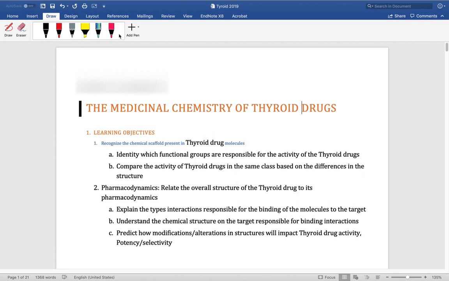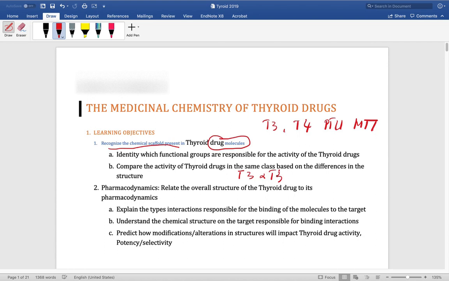Okay, that's simple enough. As with all of our medicinal chemistry lectures, my main goal is the drugs. So I want you to recognize the structures of the drugs, whether we're dealing with T3, T4, propylthiouracil, or methimazole. I'll just call it that for now. Be able to compare the activity of those drugs used in the same class, for instance, T3 and T4.